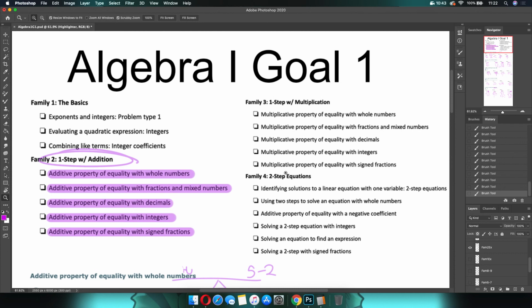The next video is going to be one-step equations with multiplication. So we're going to take it now, all of the skills that we've learned, and we're going to apply it to multiplication and also division. Look forward to that.